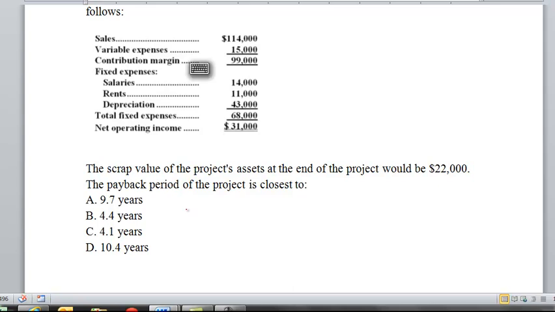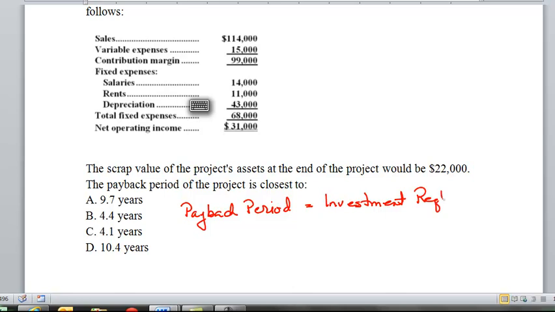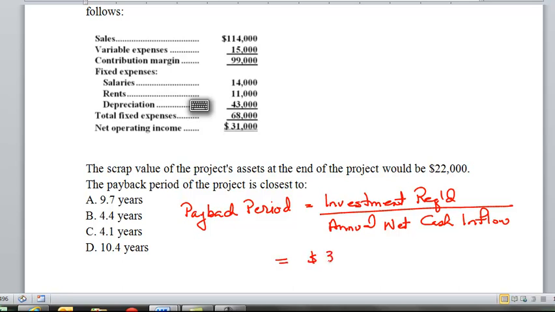So we want to calculate the payback period. And that's going to be equal to my investment required divided by my annual net cash inflow. Initial investment is $323,000.